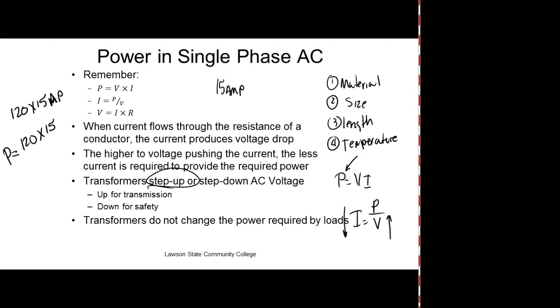What can we do with AC that we can't do with DC? Easily. We can step it up with transformers and do what? Step it up for use. Step it down for safety. And sometimes we have to do the opposite.